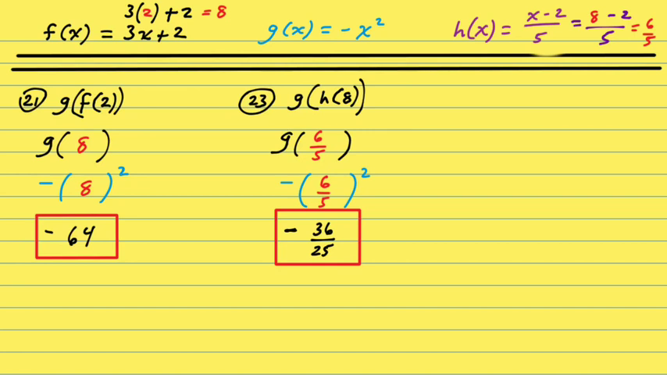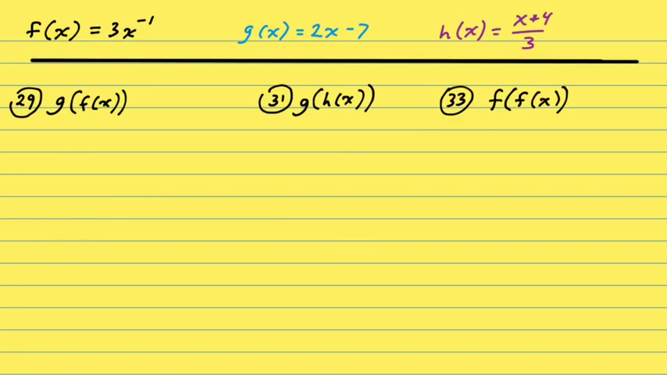Let me check. Okay, let's try a few more from this. How about 29? These are different f, g, and h, but they want g of f of x. So I take my g function, which is 2x minus 7. That should be the g function. And you're going to replace the variable with the other expression. What's f of x? 3x to the negative 1. So I get 6x to the negative 1 minus 7. I really don't like negative exponents, so you might write it like this.